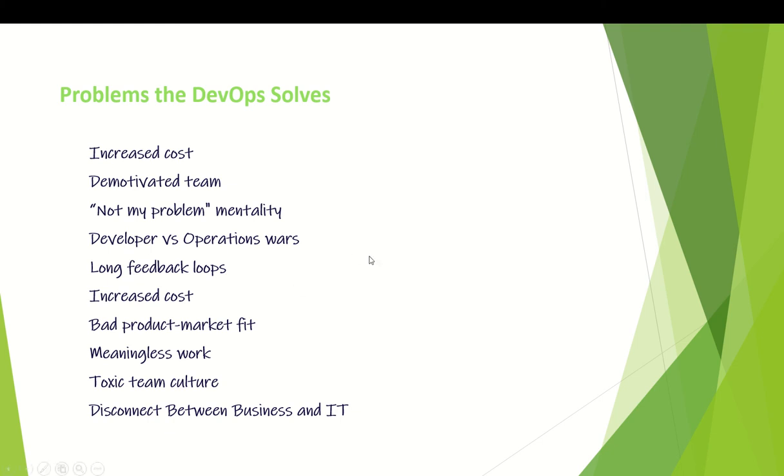So the next one is developer versus operations wars. Generally developers will blame operations, and operations guys will blame developers. They say your code is having a problem, and they say your pipeline is having problems. So these all happen.